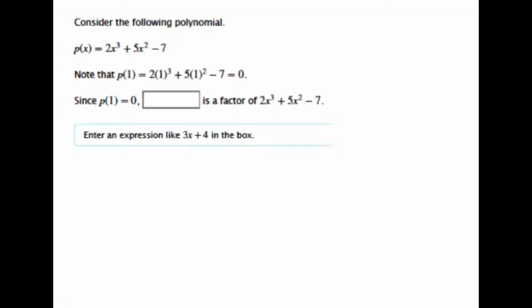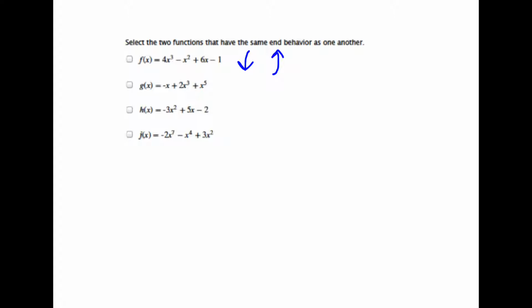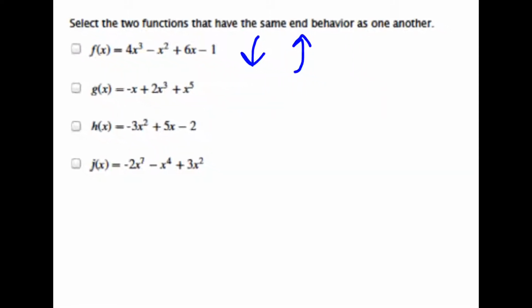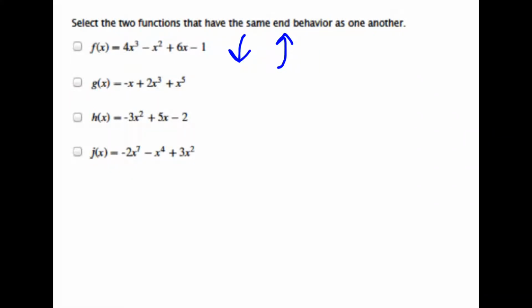We went over this problem in class, so I'm going to go ahead and go to the next one. And I started this one, but this one's talking about end behavior, meaning as x approaches positive infinity, the graph is going up and to the right. As x approaches negative infinity, this graph is going down and to the left.